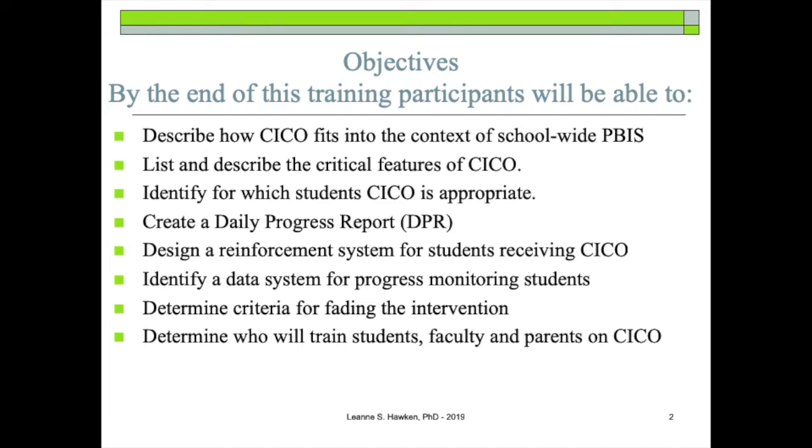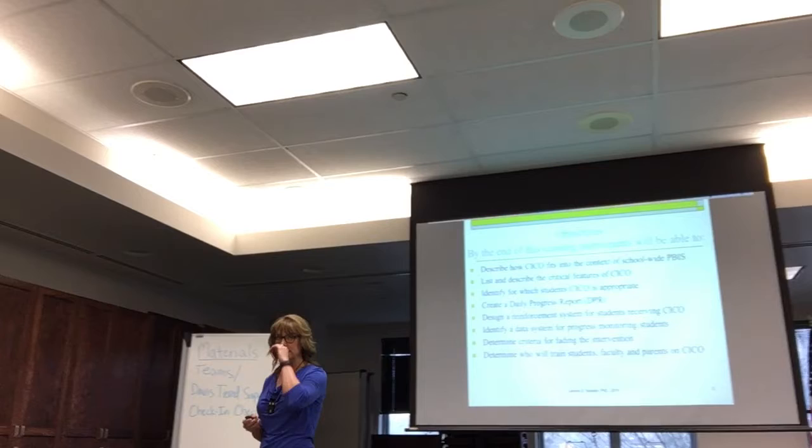I'm going to show you a short video because it really captures all of the features. We're going to talk about who it's appropriate for, and then if we have some time, we've really expanded this beyond, in terms of helping support Tier 3 as well as kids with internalizing. And then we're going to have you develop a reinforcement system. Then we're going to talk about using data for decision making, how we fade kids from the intervention, and how you train faculty, students, and parents.